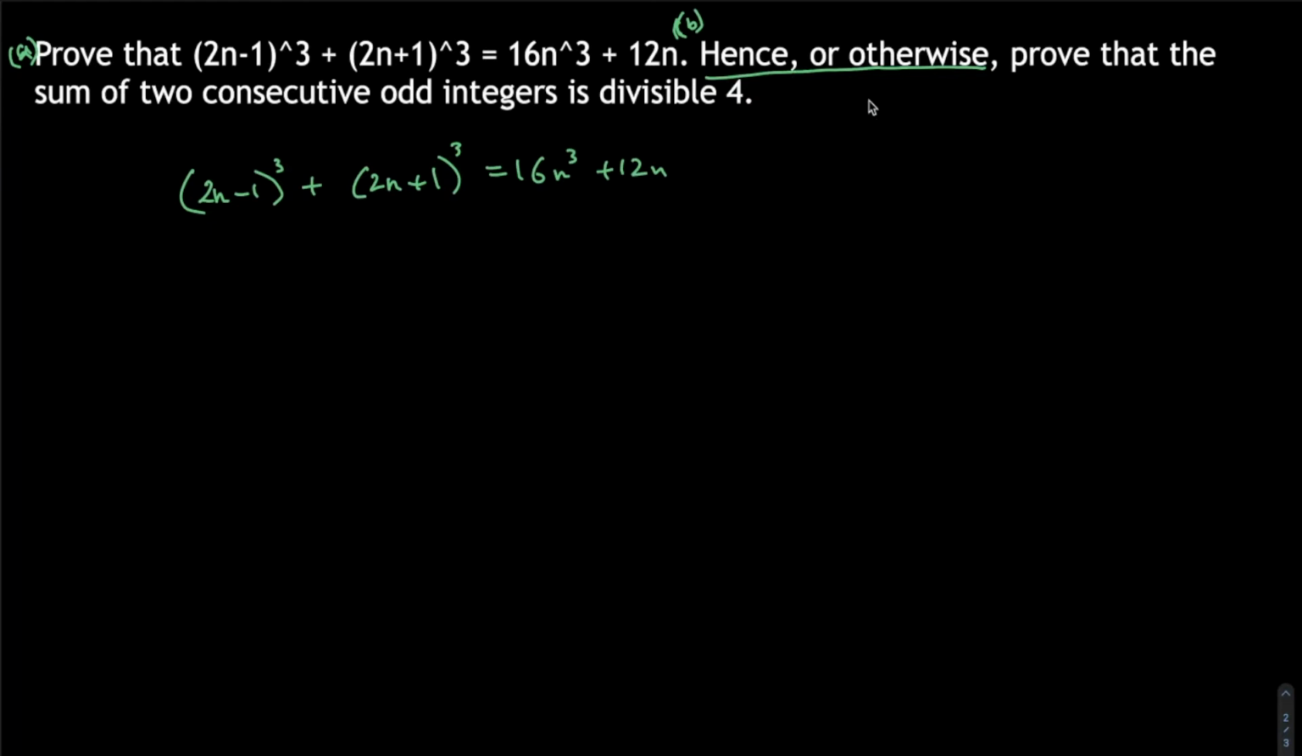However, this part says hence or otherwise, prove that the sum of two consecutive odd integers is divisible by 4, okay? This is supposed to say divisible by 4, okay? So when you have hence or otherwise, either you use what you learned from part A and solve part B, or you can do it some other way as well, right? It's completely perfect, doesn't matter. Sometimes you might just have hence and not otherwise. So when you just have hence, then you have to use what you know from part A and move forward. Okay, that's the key part.